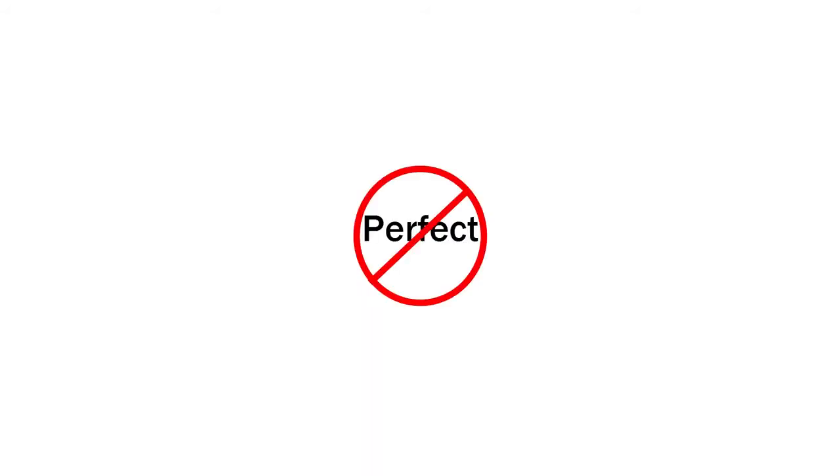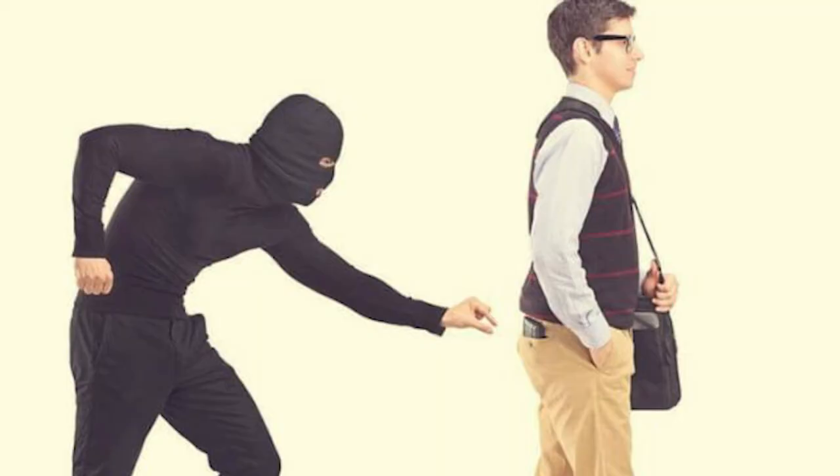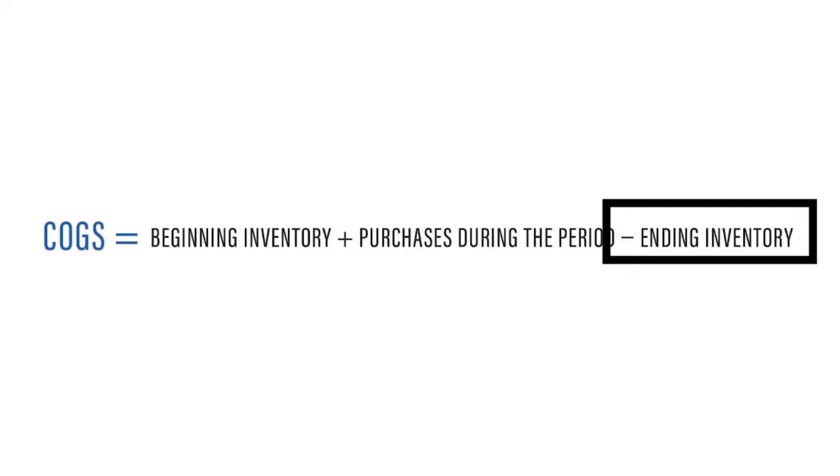Granted, this equation isn't perfect. For instance, it doesn't keep track of the cost of inventory theft. Any stolen items will accidentally get bundled up in the cost of goods sold because they aren't in inventory at the end of the period, and there's no way of knowing which items were stolen as opposed to sold because the inventory isn't being tracked item by item.